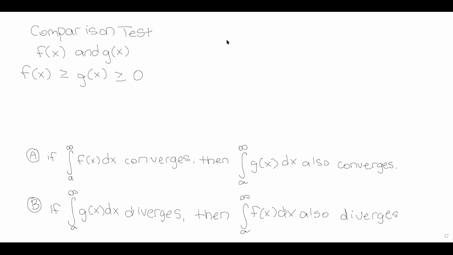So let's consider these two functions. Let's consider g of x is equal to 1 plus e to the negative x over x. And then let's consider f of x is equal to just 1 over x. So we can use the comparison test to determine if g of x converges or diverges based on whether f of x converges or diverges. So let's take a look at the graph real quick.